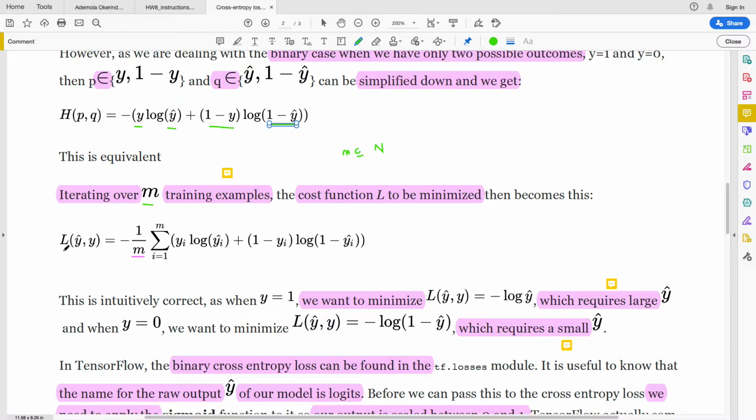Once you have a single number, it is that single number that you now use to update your network, that you use to propagate back to the parameters of your network.